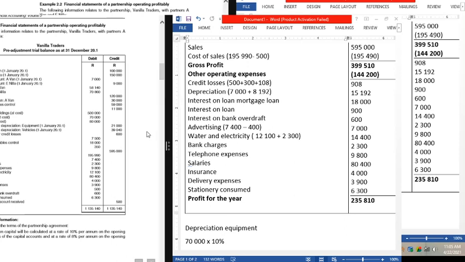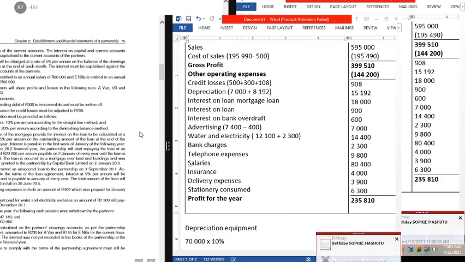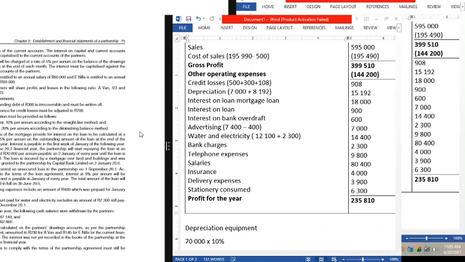Alright, now we move on to the next transaction. The amount paid for water and electricity excludes an amount of 2,300 still payable for December 20.1. So there is money which we are supposed to pay, but we have not yet paid for it. But that money falls under the current financial year, so that money will need to be provided for. It will need to be added to the current financial year, which is 2,300.